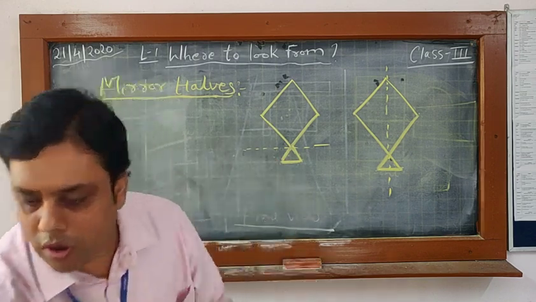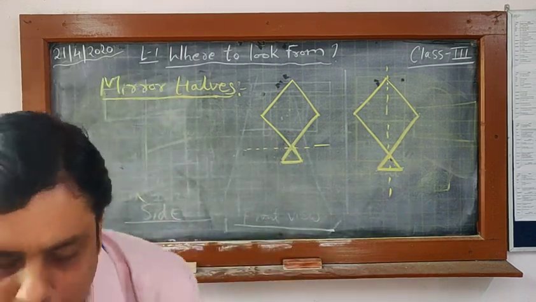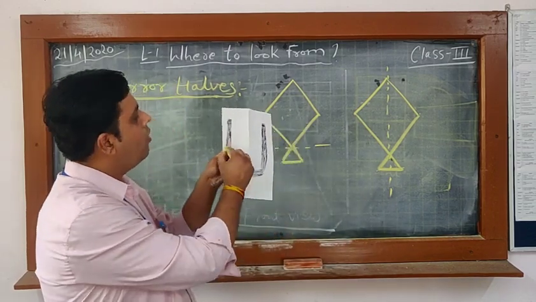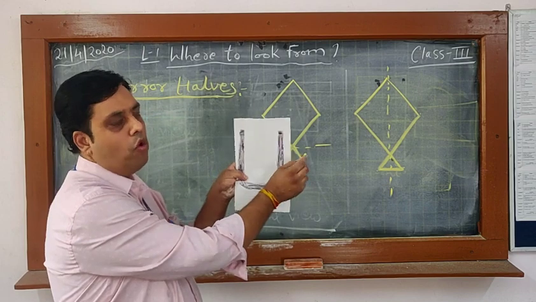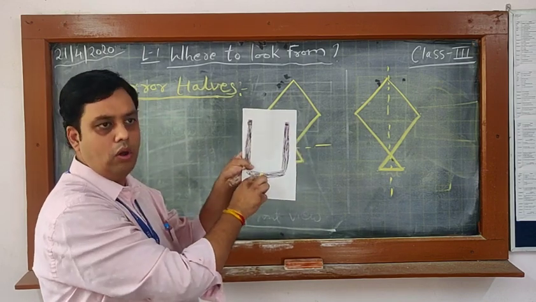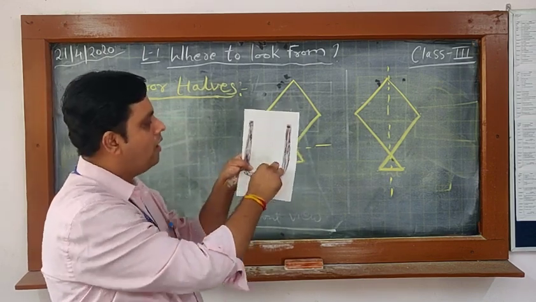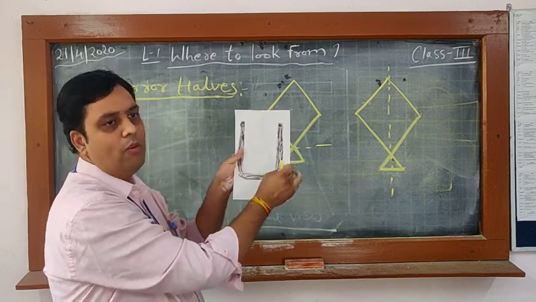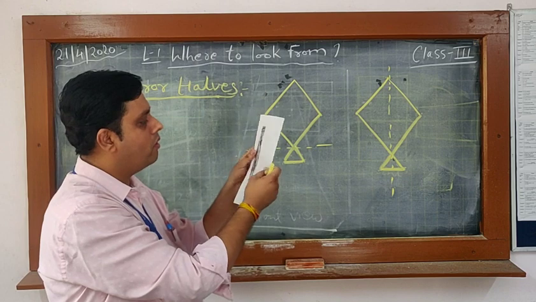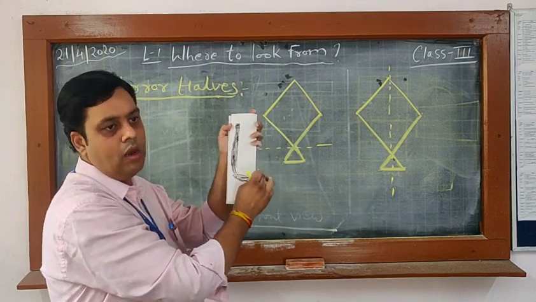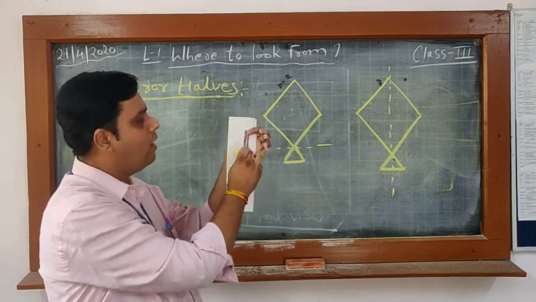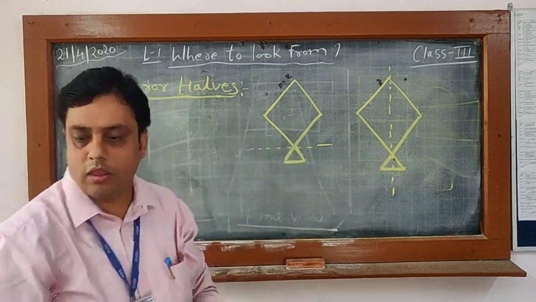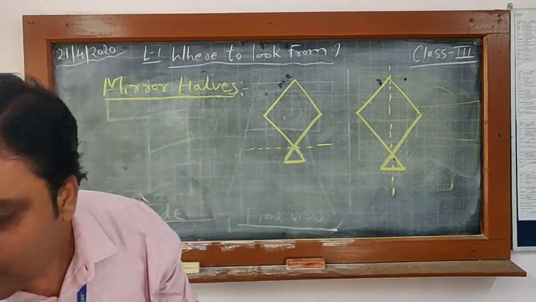Okay, so one more is there. Which letter is this? U. If we draw a line in this way, will both parts be equal or not? No. But if we draw a vertical line, both parts will be equal and mirror half also. See, if we see this part, we can find out what the second part will be.